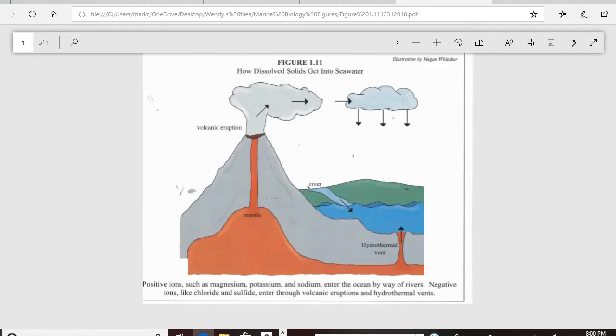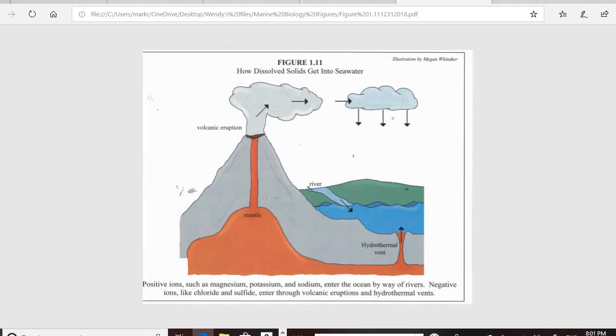Okay, so this is showing how we get, you have a volcanic eruption, and you have that molten lava, and some of it will get into water from underneath through these hydrothermal vents, and then, as we said, the other solids will come from the surface of the earth. Solid things get washed into the rivers, and then those rivers empty into the ocean.